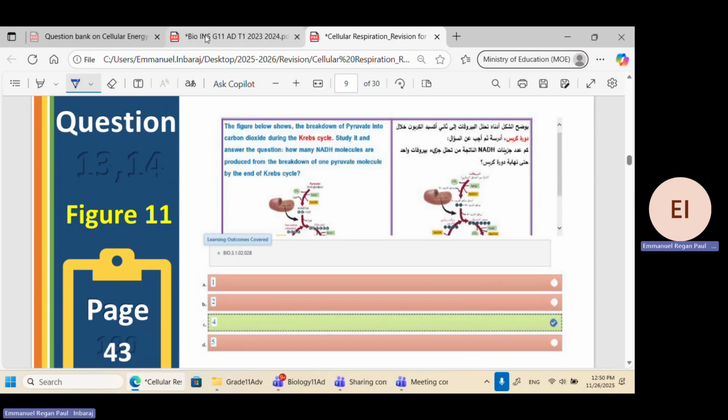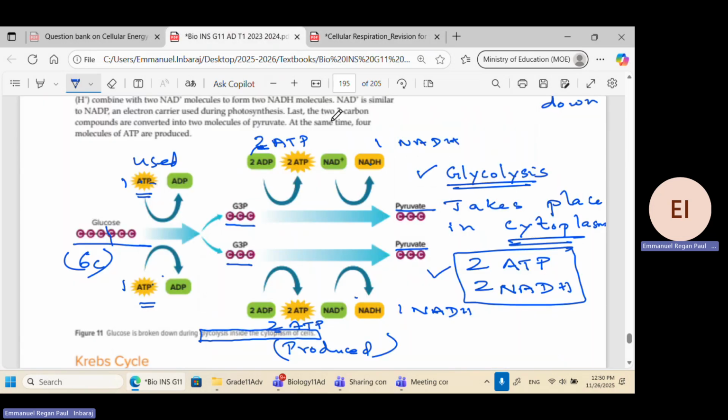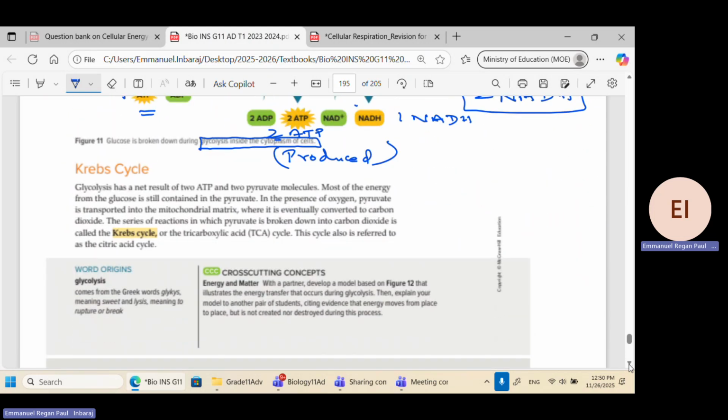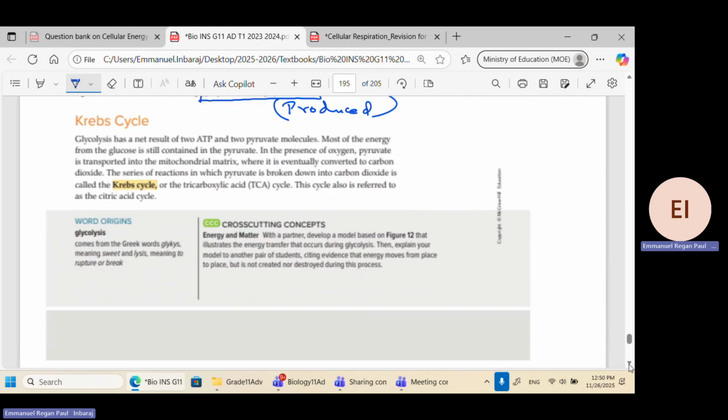Okay, now what do we do? We learn Krebs cycle. Let's go to the next part. I think it's clear now. Let's go to Krebs cycle. Now, in the Krebs cycle, you see what happens. The 2 ATP and 2 pyruvate molecules that are produced in glycolysis will now enter into the Krebs cycle. Remember what is entering? 2 ATP and 2 pyruvate.